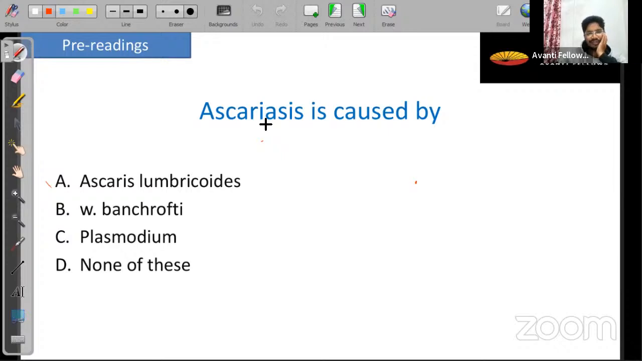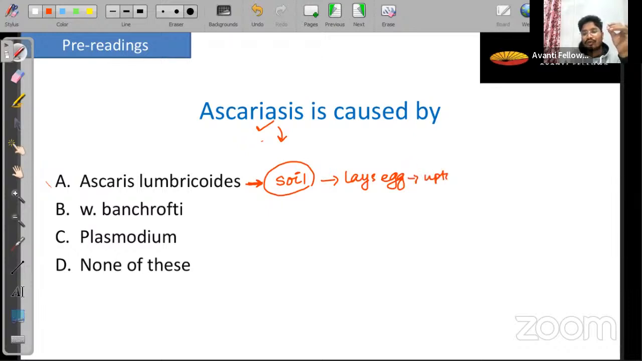If you are talking about ascariasis, ascariasis is a disease caused by Ascaris lumbricoides, a causative agent or pathogen which generally lives in soil. It lays eggs. One Ascaris lumbricoides can lay up to 2 lakh eggs.